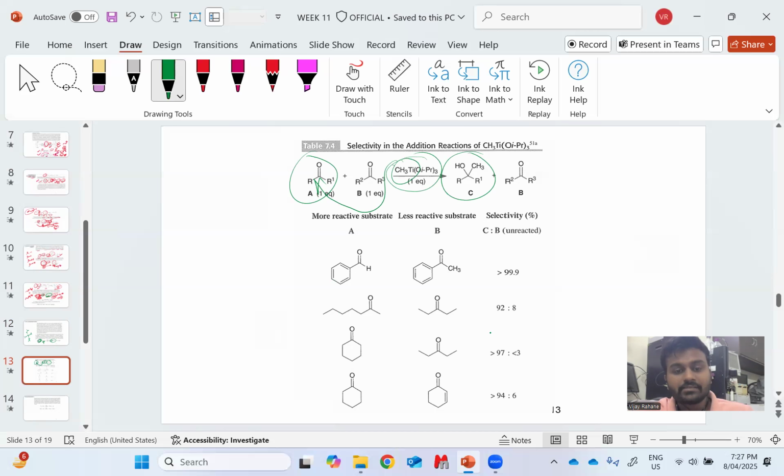And if you have multiple centers in the same molecule, let's say this is the molecule R C. Let's take the example which has the aldehyde as well as the keto group within the same molecule. So this is the aldehyde and this group is the keto group, right? Among these, the aldehyde group is more reactive towards this reagent compared to the keto group. So you can see here the more reactive substrate, the less reactive substrate, and the selectivity.